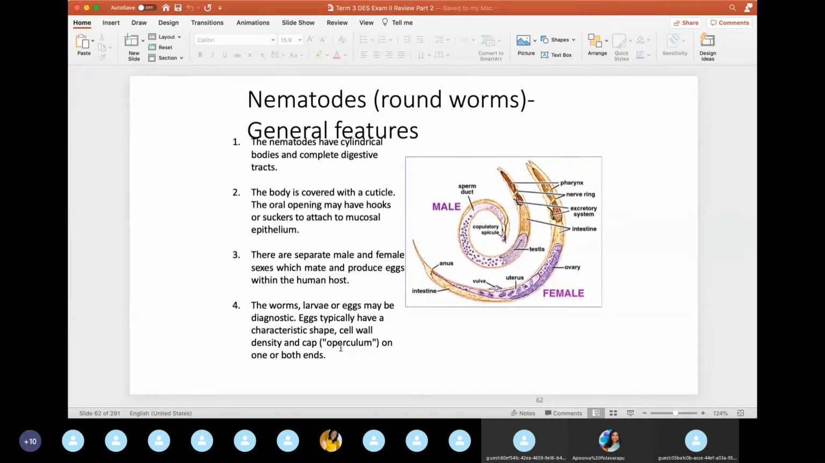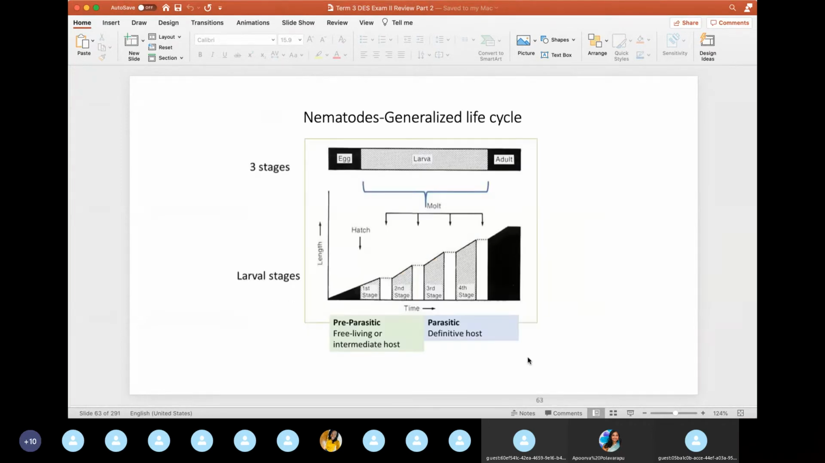Nematodes, let's summarize. Nematodes have complete cylindrical bodies and a complete digestive tract. They have separate male and female sexes, which mate together and produce the eggs. And the eggs have a characteristic shape, cell wall, and a cap. We call the cap operculum, on one or both ends. Life cycle, basically, you ingest them as an egg in the body, you become adults, basically.